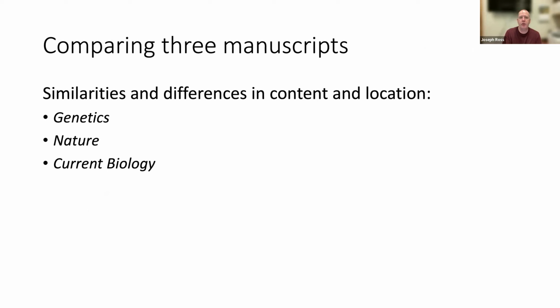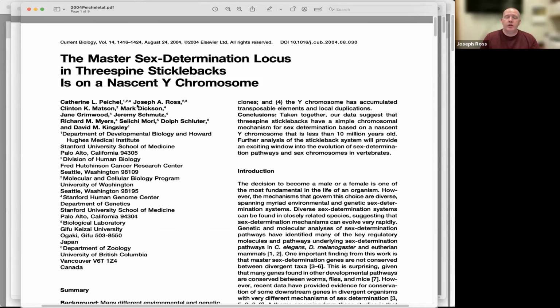So what I'm going to do now is briefly show you 3 different manuscripts, and I want to highlight the fact that you can find some of the key information you might want to know, like the hypothesis, what species and organism was used in an experiment, those sorts of things, in manuscripts from the journals Genetics, Nature, and Current Biology. So here's a paper that I was an author on from 2004. This is the Current Biology format. Again, a 6-page manuscript, typically.